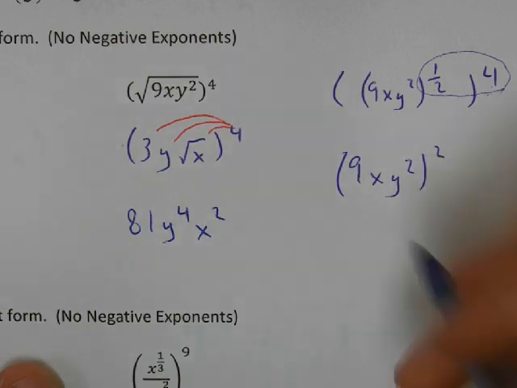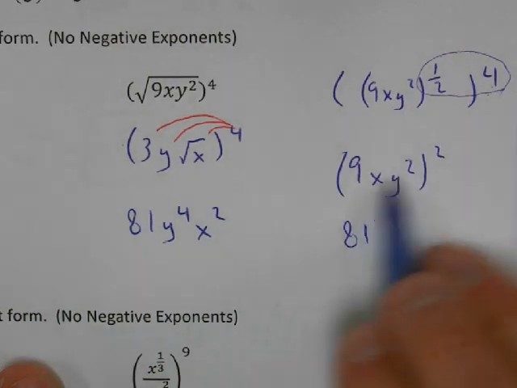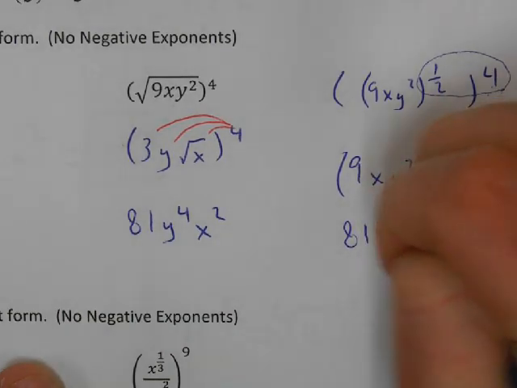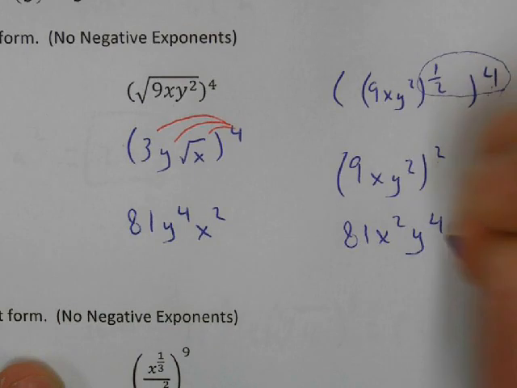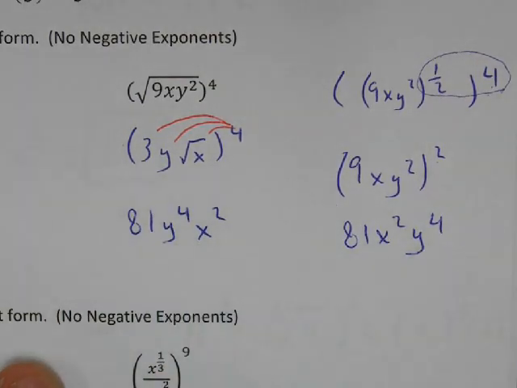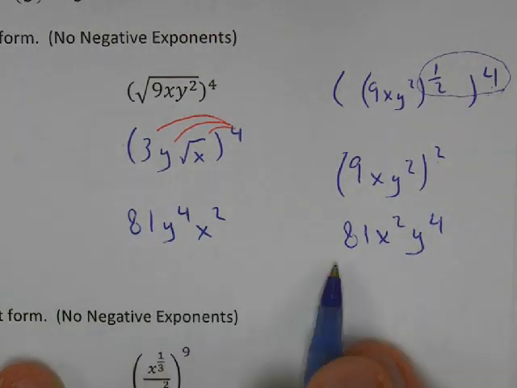Okay, and then next I want to just distribute that exponent. Well, 9 squared is 81. X squared is just x squared. And y squared squared, multiply those to get y to the fourth. And again, technically the order doesn't matter. Normally you put it in alphabetical order. But yeah, these two answers are the same.